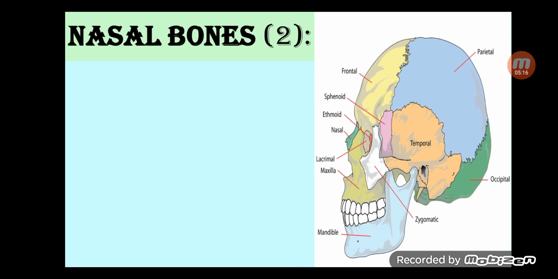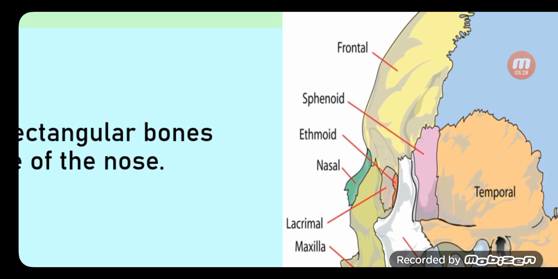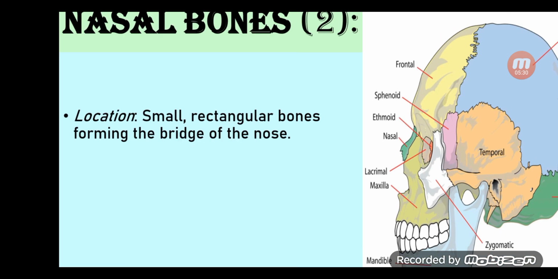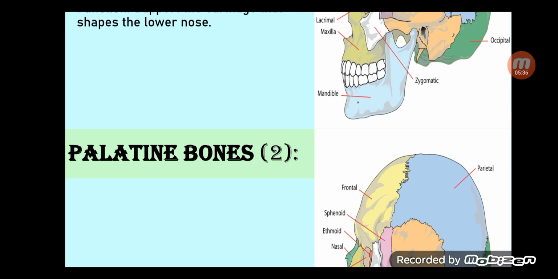Then we will talk about the nasal bones that are also paired bones, that means they are two in number. Talking about its location, they are small rectangular bones forming the bridge of the nose, and they are shown green in color. They are the nasal bones. Talking about its function, they support the cartilage that shapes the lower nose.